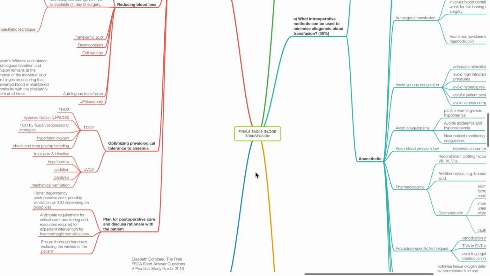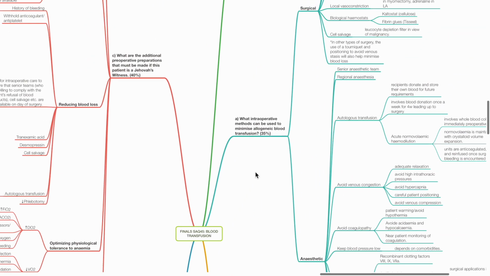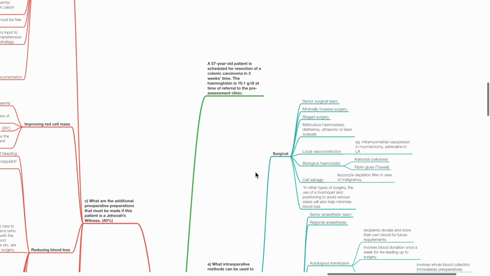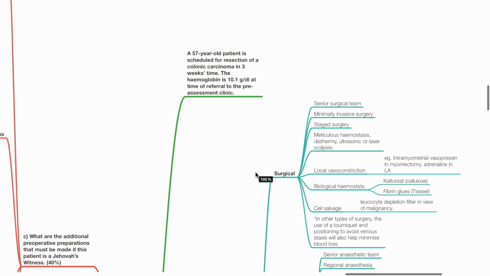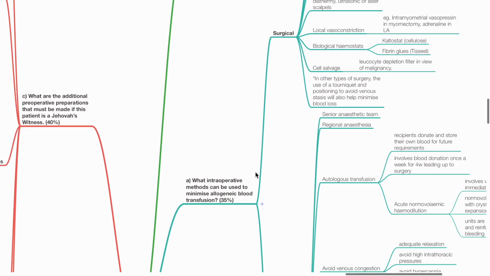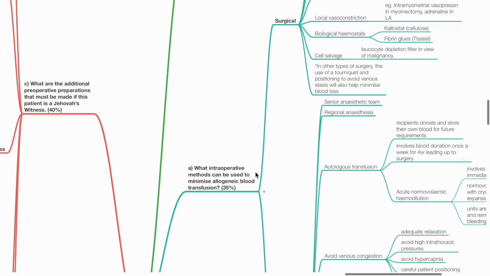Finals SAQ45 blood transfusion. A 57-year-old patient is scheduled for resection of a colonic carcinoma in 3 weeks' time. The haemoglobin is 10.1 grams per deciliter at the time of referral to the pre-assessment clinic. A. What intraoperative methods can be used to minimize allogeneic blood transfusion?